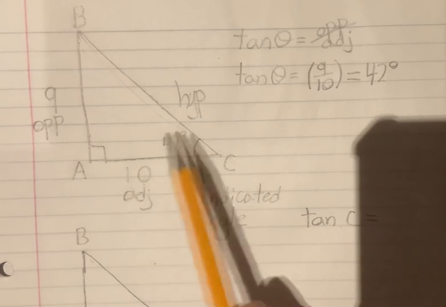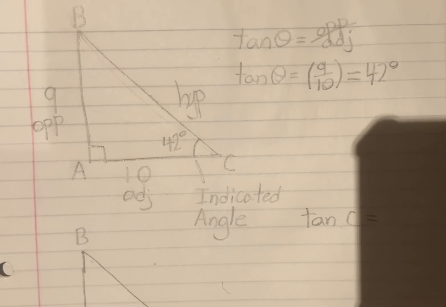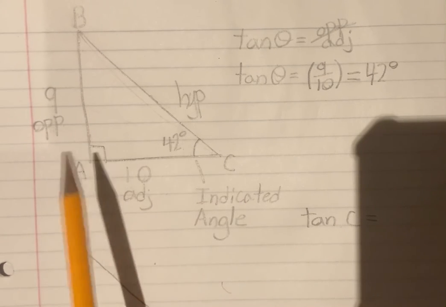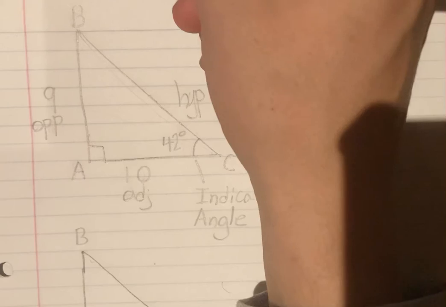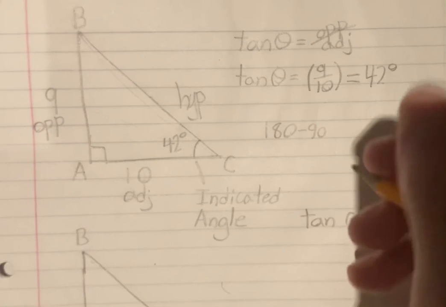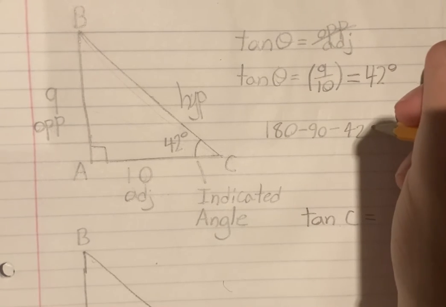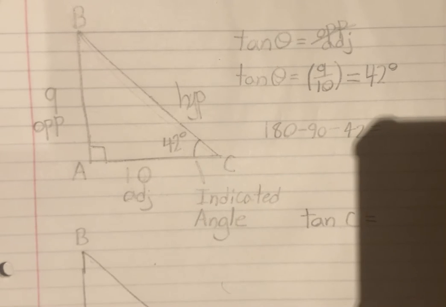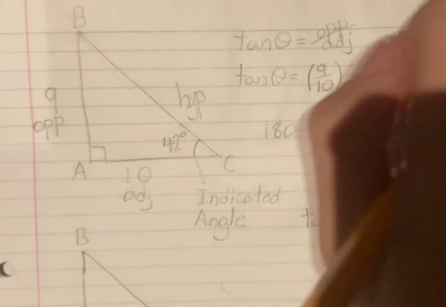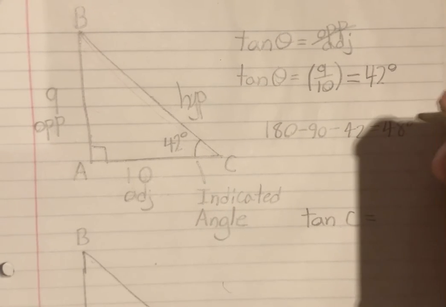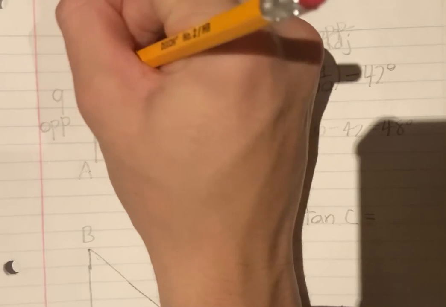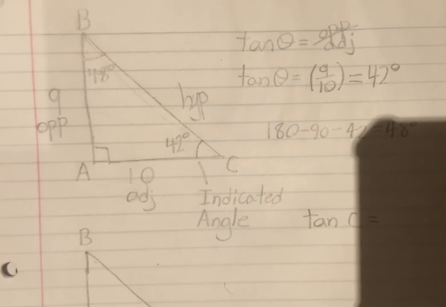Now, the sum of all of the degrees added up has to be 180 degrees. So once you have one indicated angle, and you know it's a right angle triangle, all you have to do now is say 180 take away 90, because this is 90 degrees, take away 42 equals... I'm not doing that math in my head, I'll do it right here. 90 take away 42 is 48. 48 degrees. So, that was pretty easy. We just solved two angles in a pretty short amount of time.